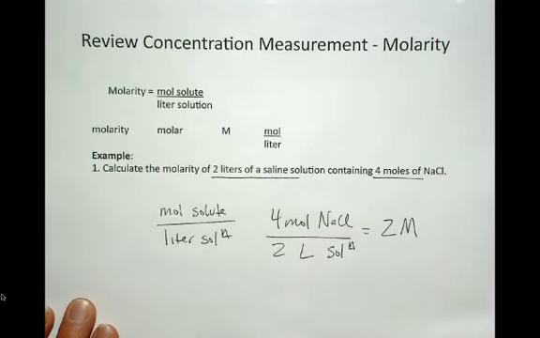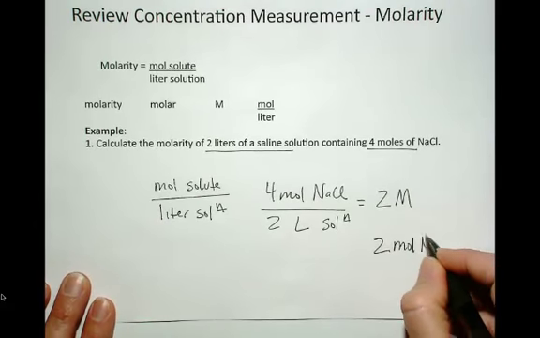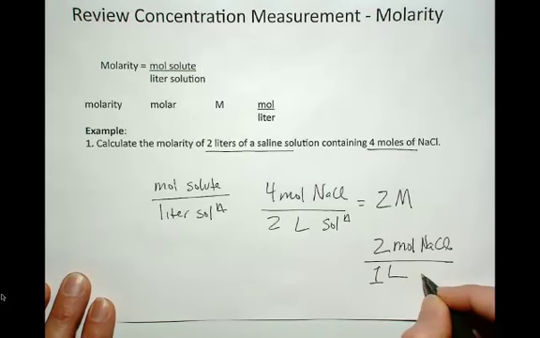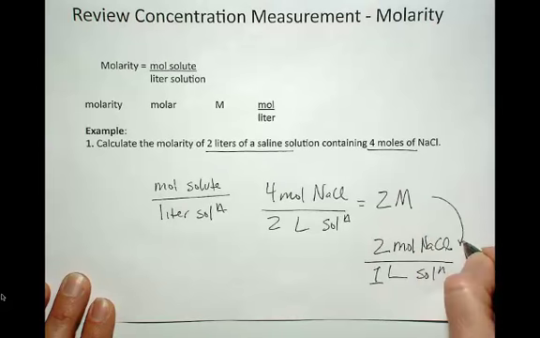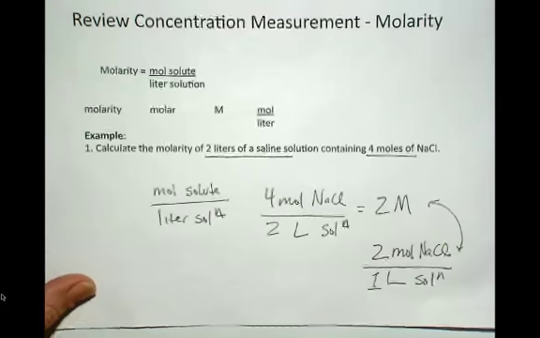That's how we would express it. And you could write 2 capital M, or you could write 2 moles NaCl per 1 liter of solution. Either of these two expressions means exactly the same thing. Okay, so that's how we would calculate a concentration based on the definition of molarity.